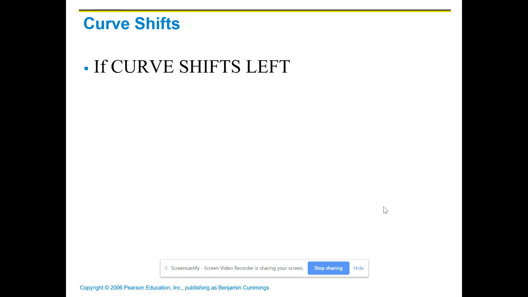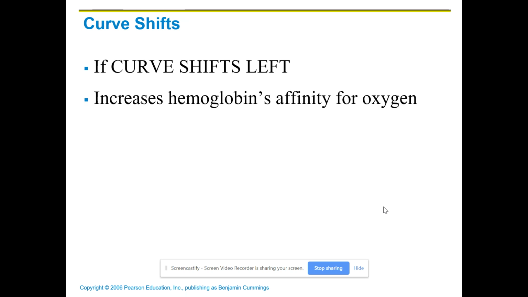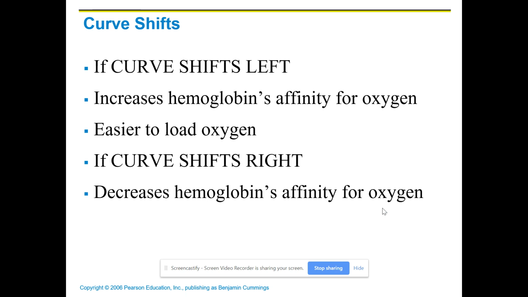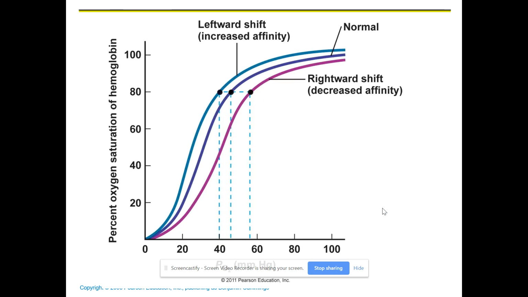So if the curve shifts to the left, hemoglobin's affinity for oxygen goes up. Hemoglobin's affinity goes up, it makes it easier to load. If the curve shifts to the right, hemoglobin's affinity for oxygen goes down. It doesn't like it as much. It lets go of it faster, which means it's easier to unload oxygen. So just by shifting this curve left or right, we can make it easier to pick up oxygen, or we can make it easier to drop off oxygen.